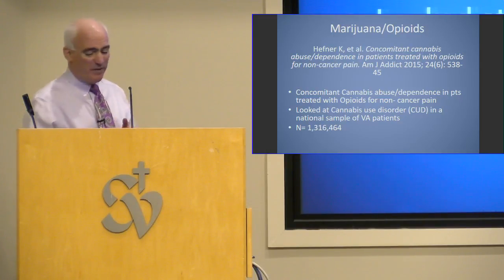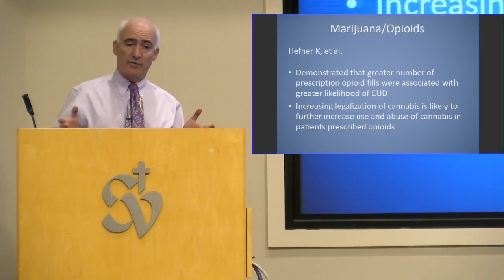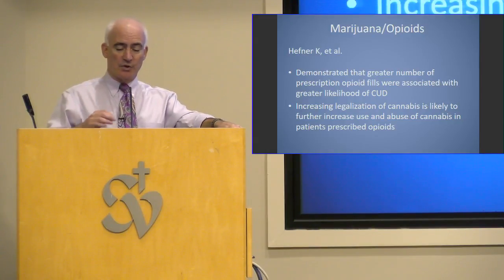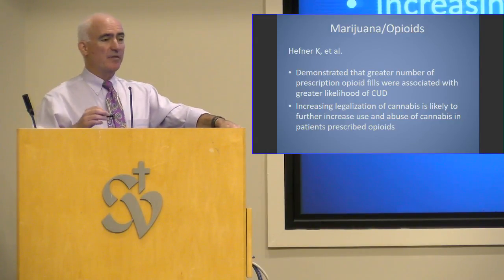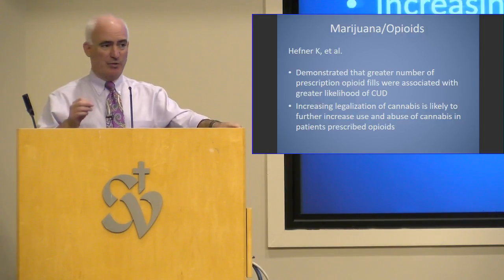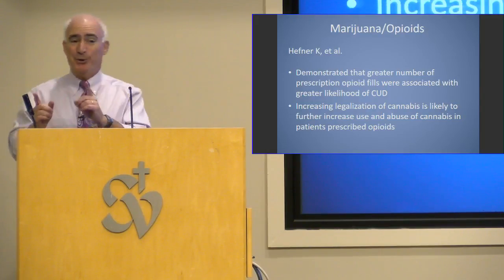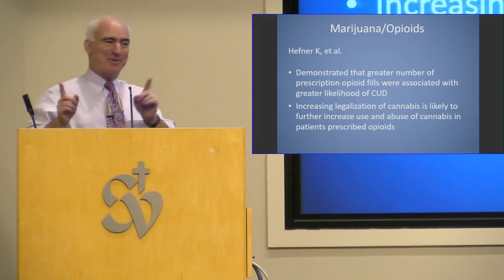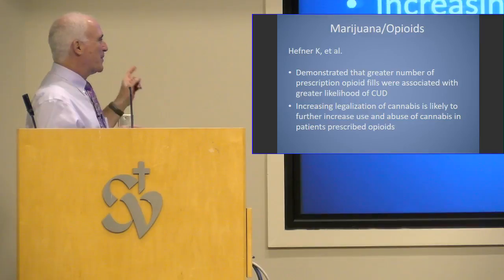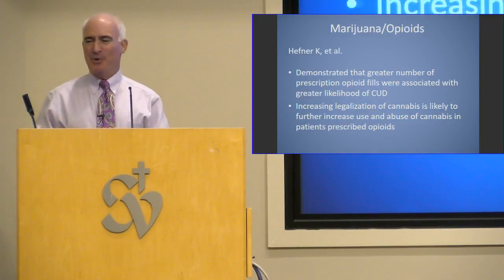So look at this, 1.4 million people. What they were able to demonstrate, which is really nice, was that the greater number of prescription opioid fills was associated with greater likelihood of cannabis use disorder. They were able to really track that in that many patients, which is really interesting. Their conclusions, and that's why I'm smiling, a little different, were that increasing legalization of cannabis is likely to further increase use and abuse of cannabis in patients with prescribed opioids.